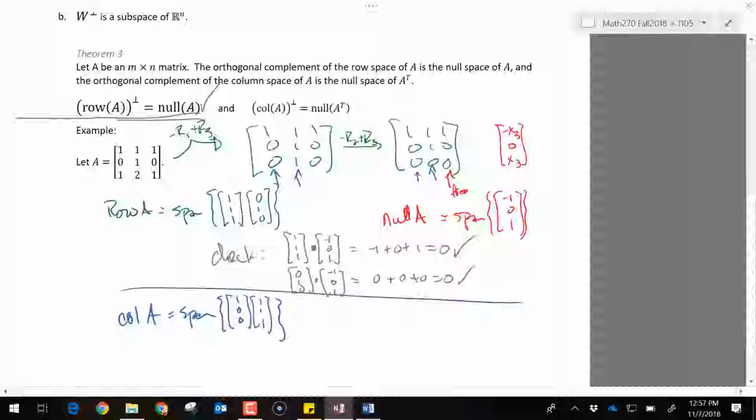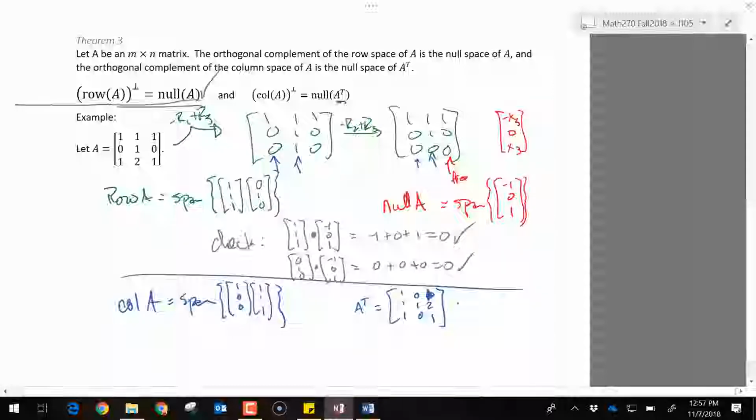And so now we want to take the transpose and find the null space of that. So we want to take A transpose, and then take the null space of that. So let's take the transpose. A transpose is equal to 1, 1, 1, 0, 1, 0, 0, 2, 1. Oh, this is a 1. And then do the row reduction. So let's do the row reduction here. We'll do R1, -R1 plus R2, and then -R1 plus R3.